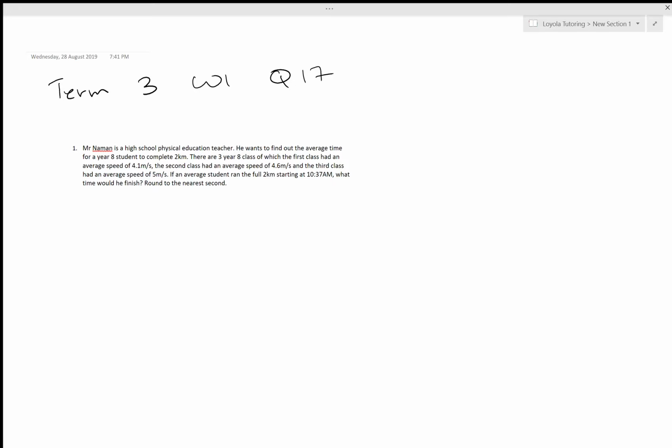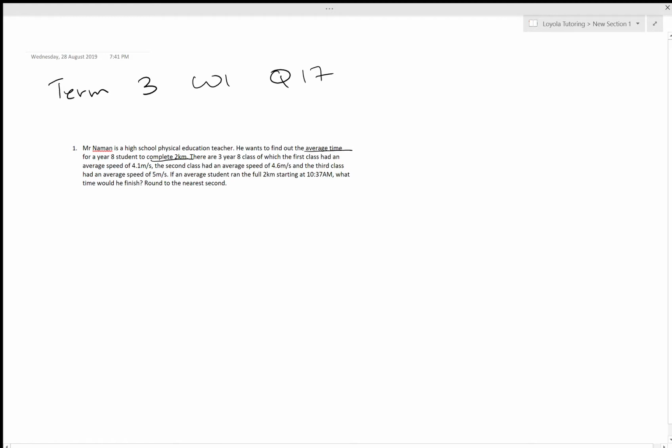Okay, so we're going to get started on term 3, week 1, question 17. First step, as always, is to read the question. So, Mr. Naman is a high school physical education teacher. He wants to find out the average time, so underline that. And the second step, as we know, is to underline the key information. So, find the average time for a year 8 student to complete 2 kilometers.